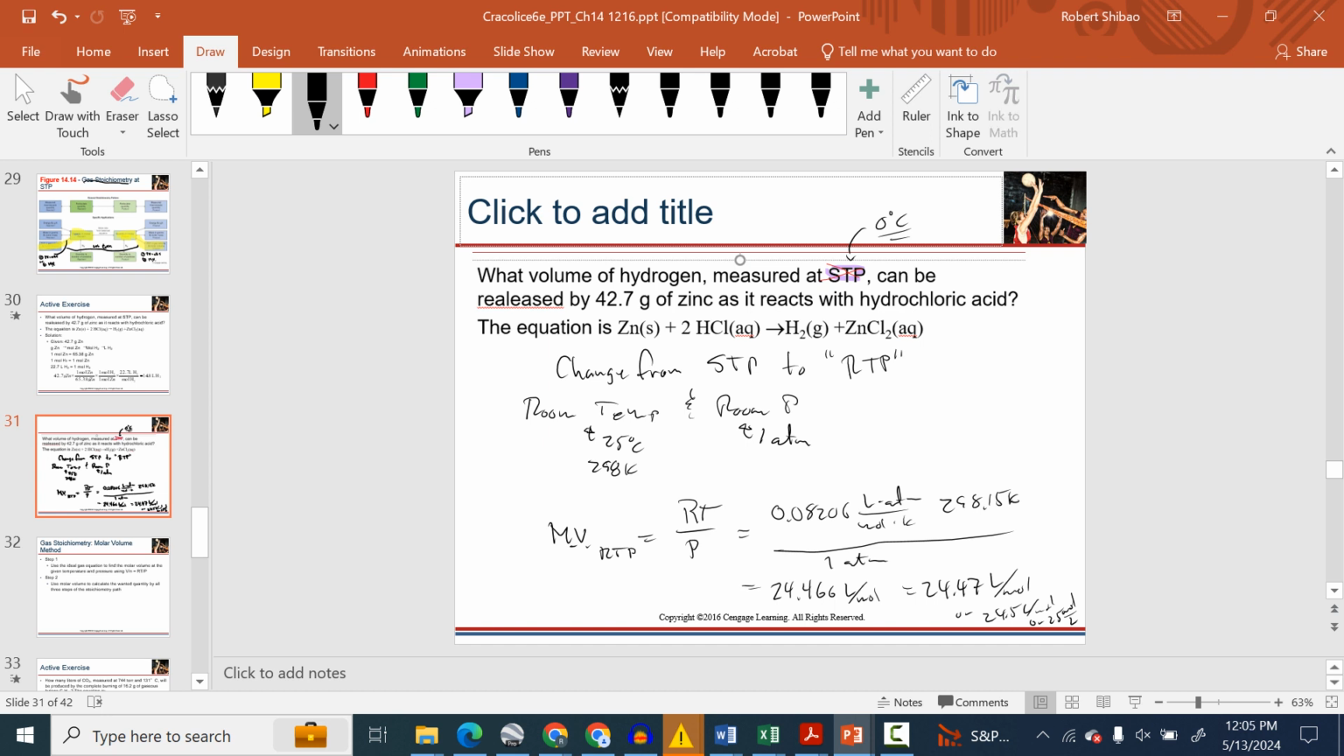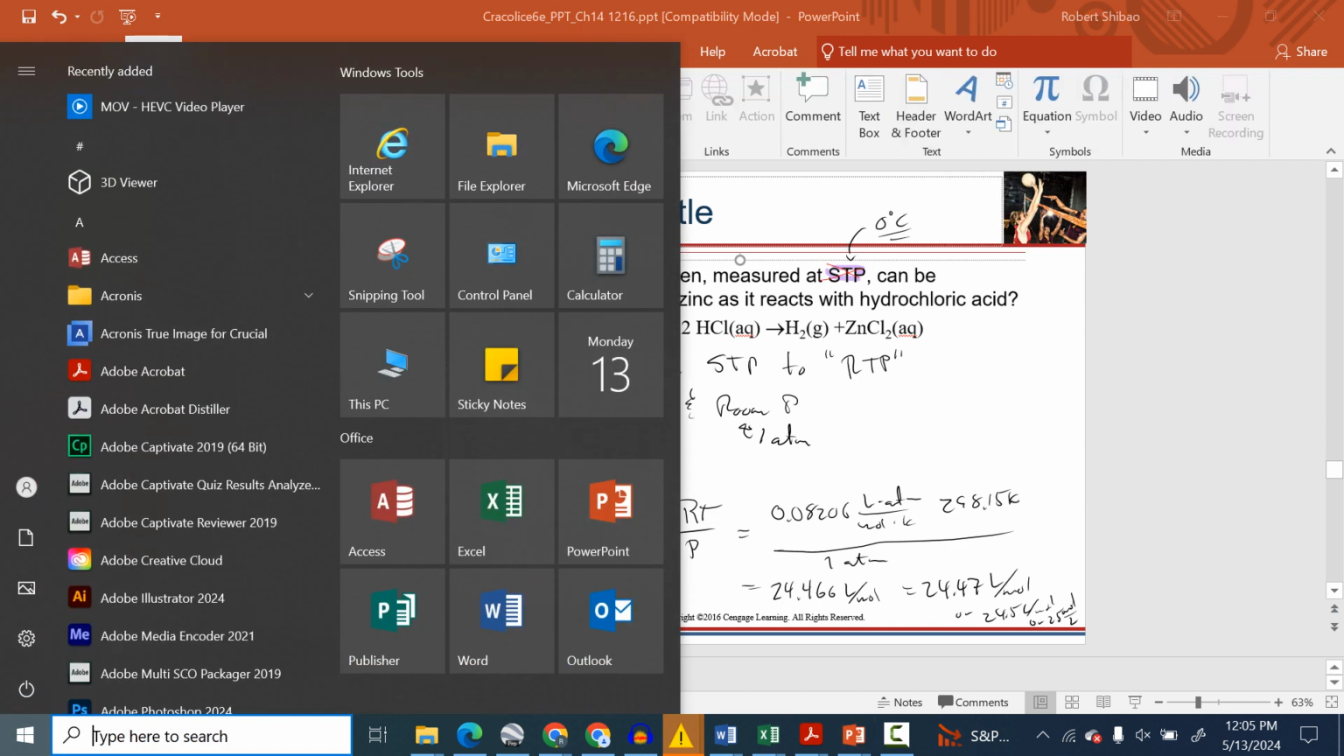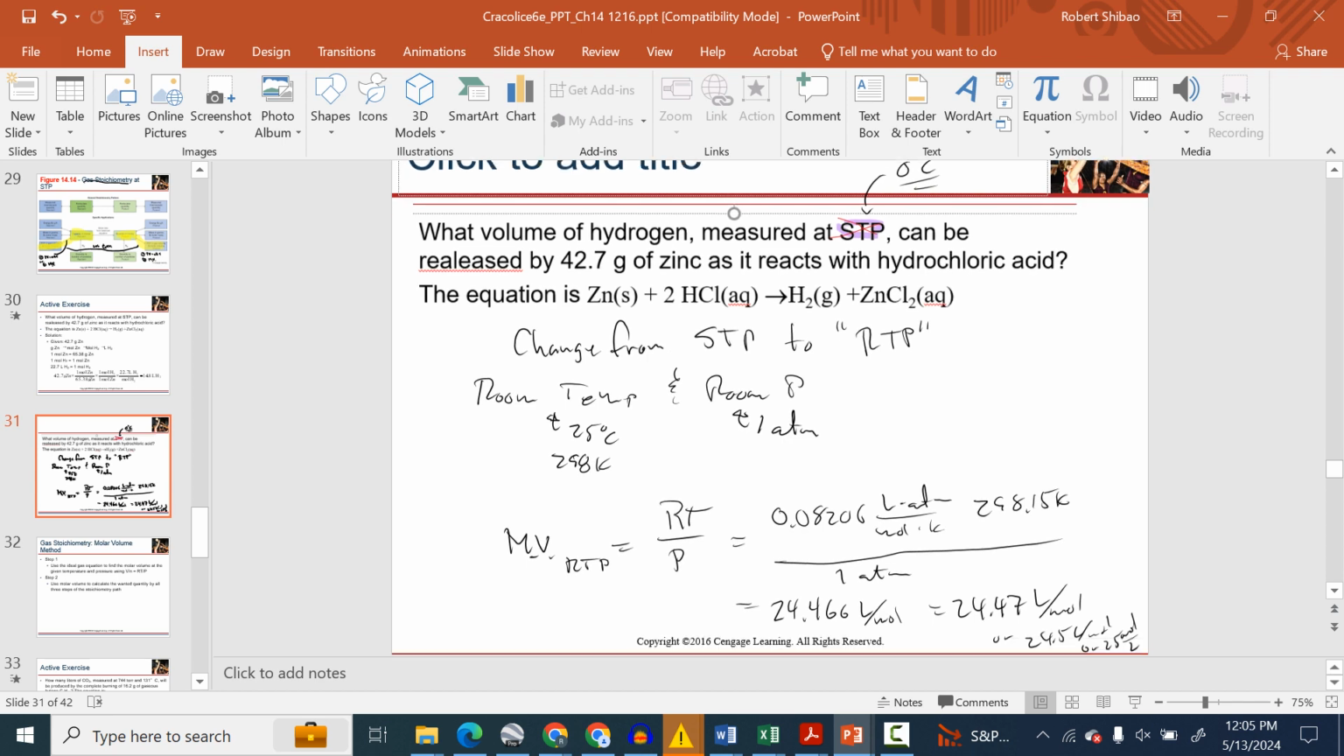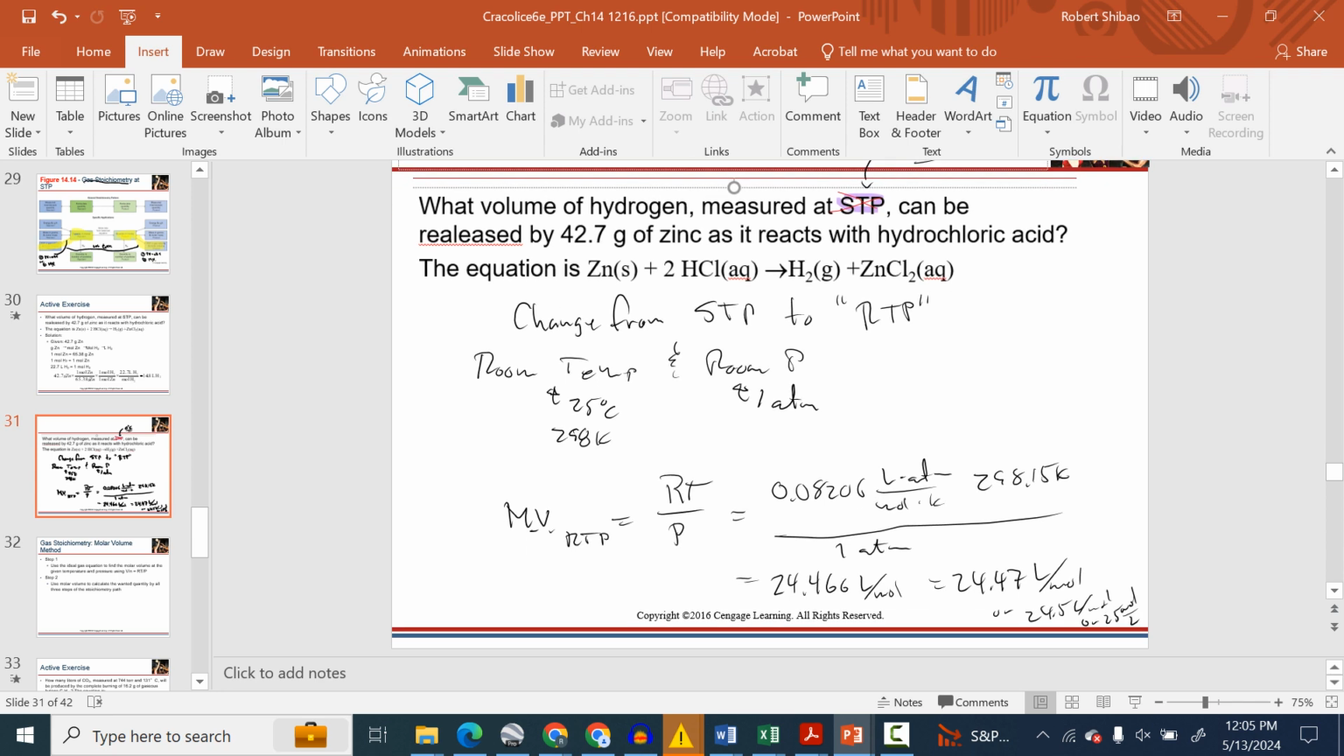So a mole of gas is about 25 liters under normal room conditions. 2 moles of gas would be about 50 liters. 3 moles of gas would be about 75 liters, depending on how precise we need to be.